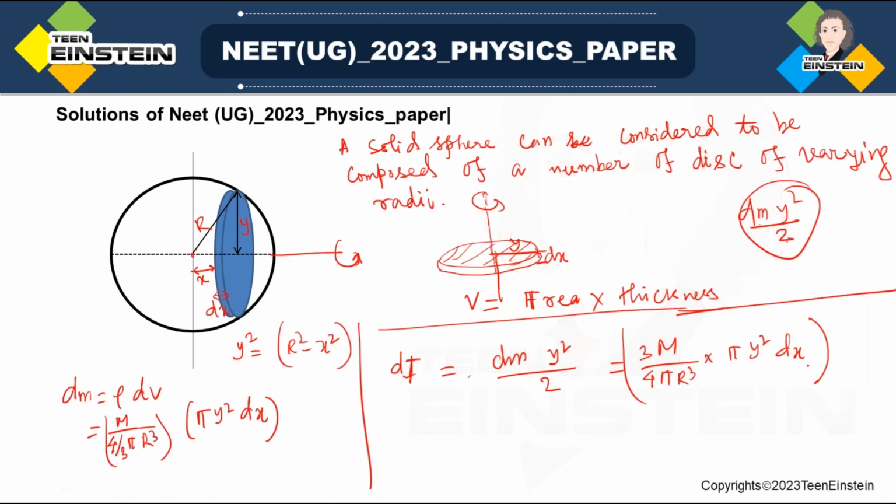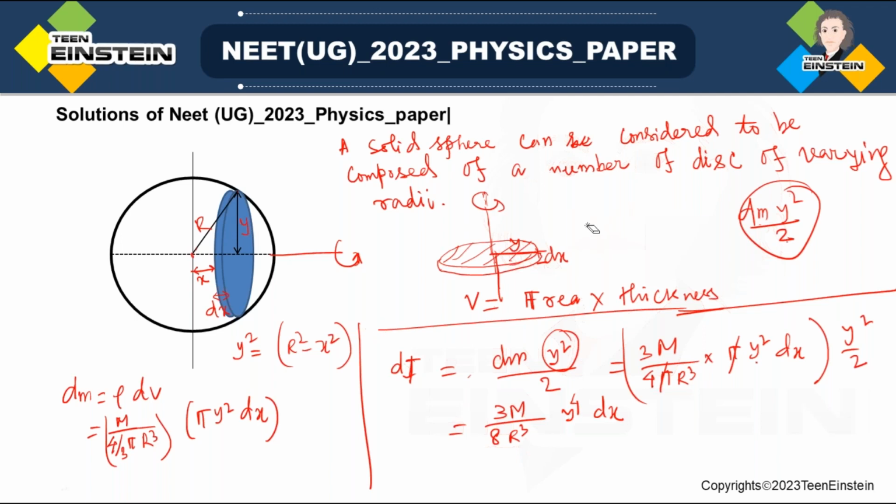Again, y square by 2 is also there. Now if we simplify a bit, the pi goes off and we get 3m by 8 r cube, and then y to the power 4 dx.